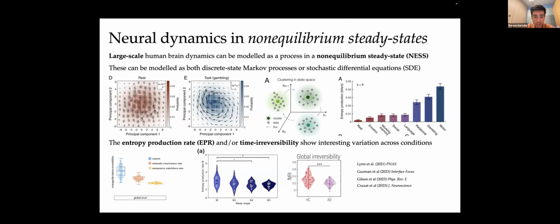It varies across conscious state. So we see more irreversibility in healthy controls compared to patients in comas or unresponsive wakefulness states. Entropy production decreases across sleep stages, and it decreases in Alzheimer's disease. And these are using a lot of different measures, some direct measures of irreversibility, some more indirect, looking at cross correlations, etc. And so there's a lot of work looking at these kinds of differences in the level of irreversibility in brain signals as of 2021 going forward.